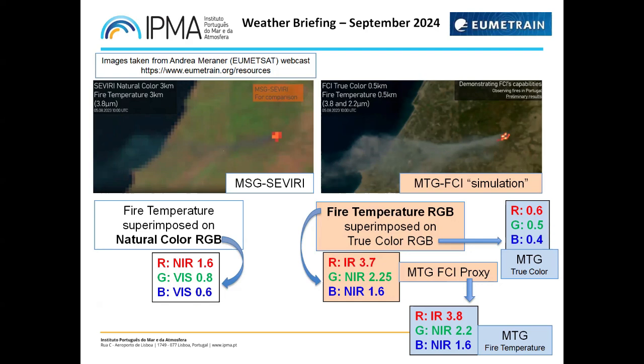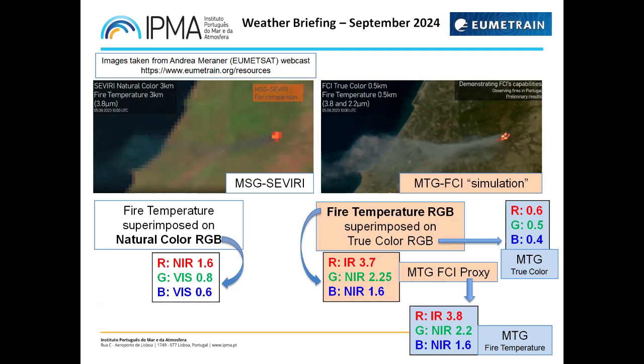This fire temperature RGB seen here on the right gives us an understanding of how the FCI RGB will improve over the SEVIRI one. The new fire temperature RGB will allow us to identify better the different intensities of a fire because of better spatial resolution. When SEVIRI has 1 pixel, the FCI will have 9 pixels.